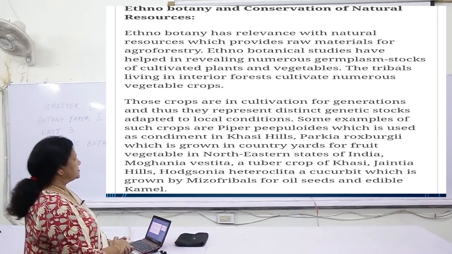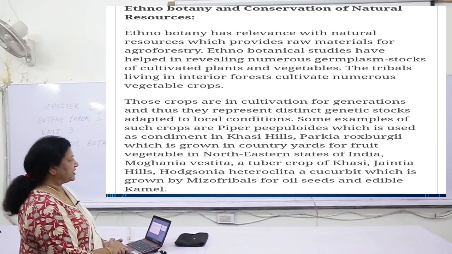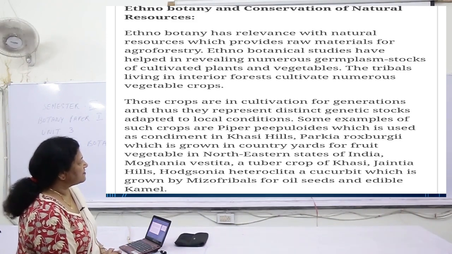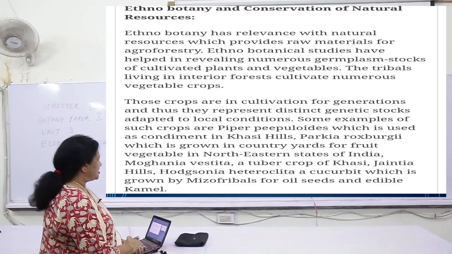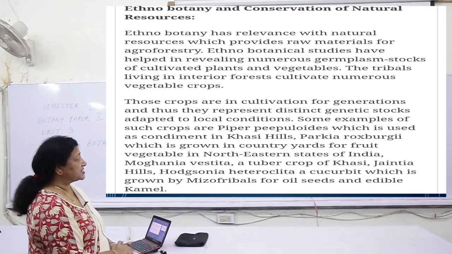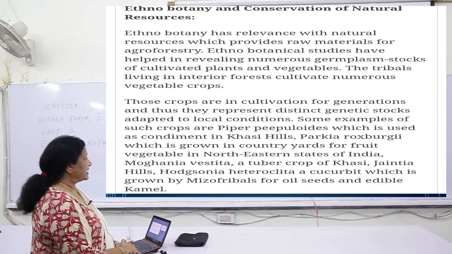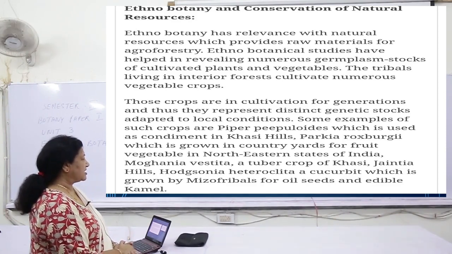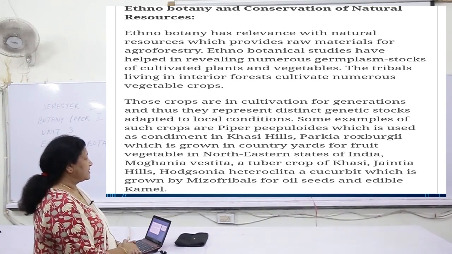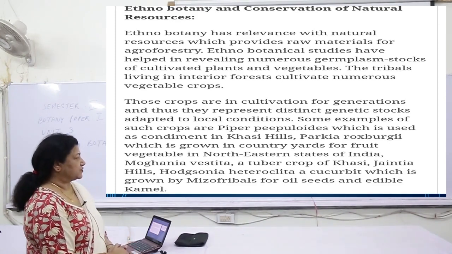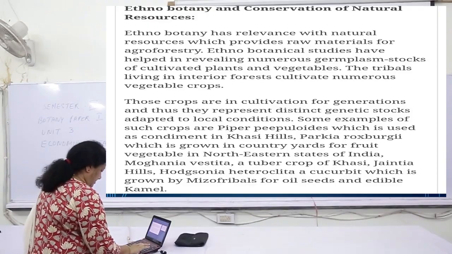Some examples of such crops are Piper pipiloides, which is used as a condiment, meaning masala, in the Khasi hills. Then we have Parkia roxburghii, which is grown in the courtyards for fruit and vegetables in northeastern states of India. Mahogania vestitata, a tuber crop of the Khasi and Jaintia hills. Then Hodgsonia, a cucurbit which is grown by the Mizo tribals for oil seeds and vegetables.